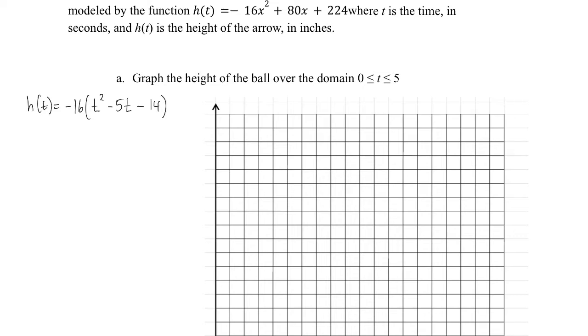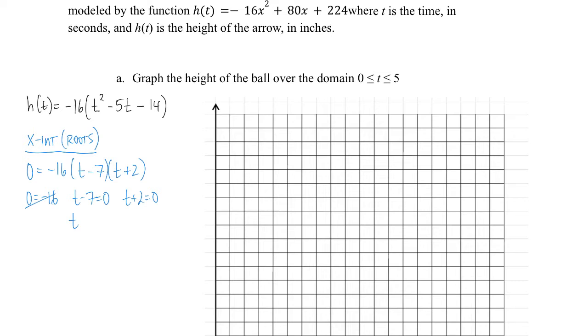All right, so let's start getting our information. So I'm going to factor this. We're going to start with our x-intercepts, otherwise known as roots. So 0 equals negative 16 times t minus 7 and t plus 2 in this case. So 0 equals negative 16, we know that doesn't work. t minus 7 equals 0, t plus 2 equals 0. So t equals 7 and t equals negative 2.